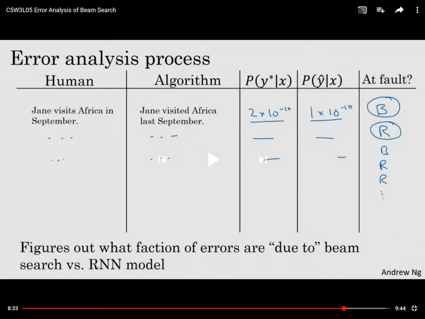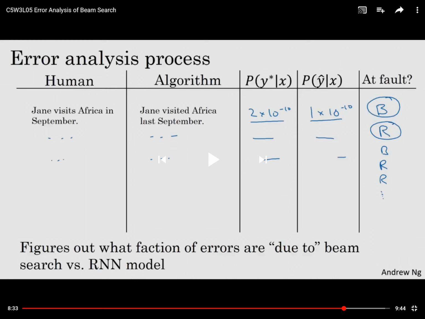But in case this guy has a larger probability from our language model than this one, which is our suboptimal answer generated by beam search, then our beam search failed to find a much better output that has the higher probability. So in that case, beam search is the bad guy, right? That is the cause of our misprediction.